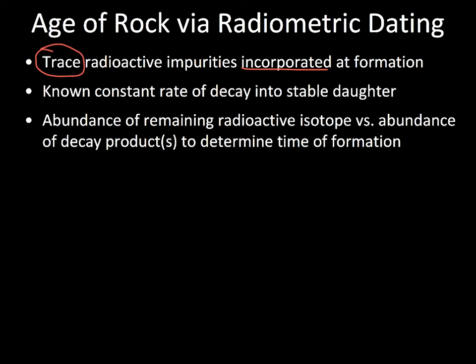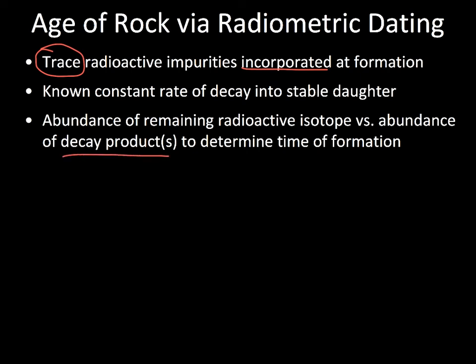So, to radiometrically date a rock, all you need to do is take a sample of that rock and analyze it, and you determine how much radioactive isotope is still present as compared to the abundance of those stable daughter or decay product isotopes.